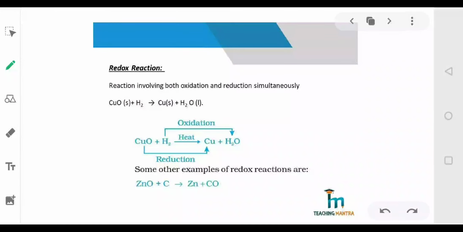Next we are having redox reaction. Redox: red, that is reduction, ox, that is oxidation. So you can imagine a redox reaction is nothing but a combination of both reduction as well as oxidation reaction. So in a redox reaction both oxidation and reduction are involved simultaneously. यहाँ पे oxidation और reduction दोनों भी होता है एक ही reaction के अंदर.